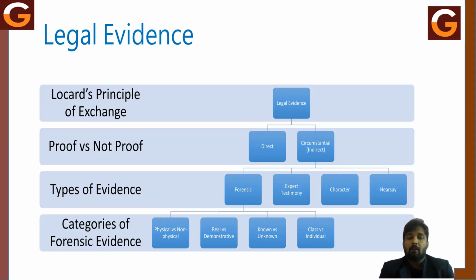It can be physical or non-physical evidence. It can be real or demonstrative evidence. It can be known or something new which has to be explored. Such evidence can also fall under legal evidence, and it can be class or individual evidence which we can look into. All these types of evidence need certain proof and confirmation that yes, this can be evidence. Only then will it be admissible in the court of law, where it can be used for conviction or for acquittal accordingly.